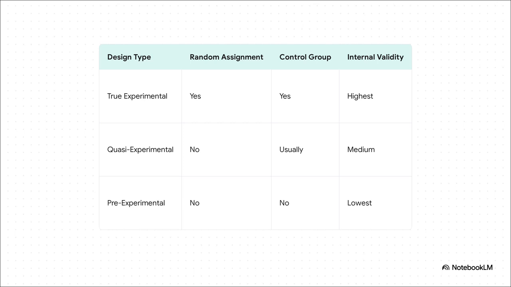At the very top, you have the gold standard, true experimental designs. They use both, which gives them the highest possible confidence, the highest internal validity. In the middle, you've got quasi-experimental designs. These are really common in the real world because you can't always randomly assign people, like students who are already in different classrooms. The results are pretty good, but not quite as airtight. And down at the bottom are pre-experimental designs. They have neither, which makes their conclusions, well, pretty weak.